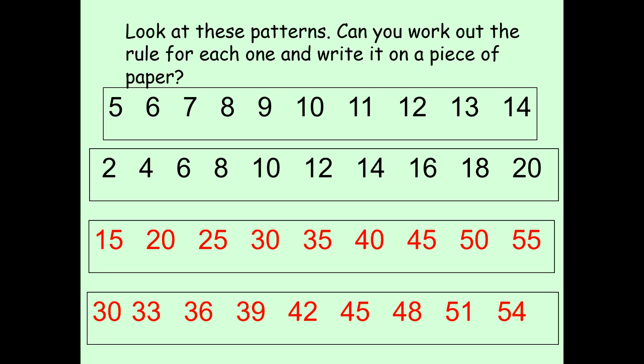Start at 5, then we jump to 6, 7, 8, 9, 10, 11, 12, 13, then 14, which means that the rule for this each time is, that's right, +1. I want you to now pause the video for me and see if you can work out the rule for the next 3 number patterns. Write down what you think it would be and then put it onto a piece of paper.